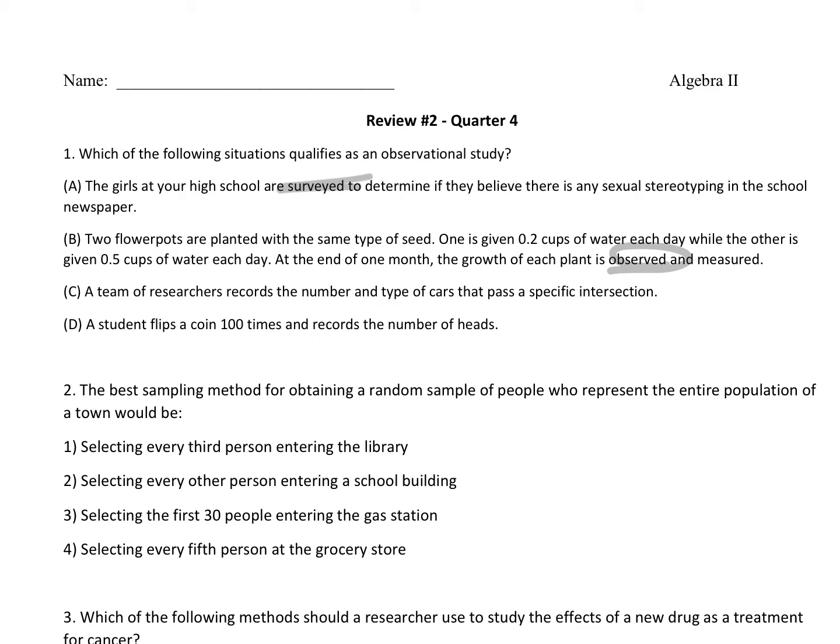The next one says a team of researchers records the number of types of cars that pass a specific intersection. There is no interference here. They're just watching cars pass by and recording the numbers. So I'm kind of going with this one right here as my answer. A student flips a coin 100 times and records the number of heads. That looks like interference. So I'm going to go with this one right here.